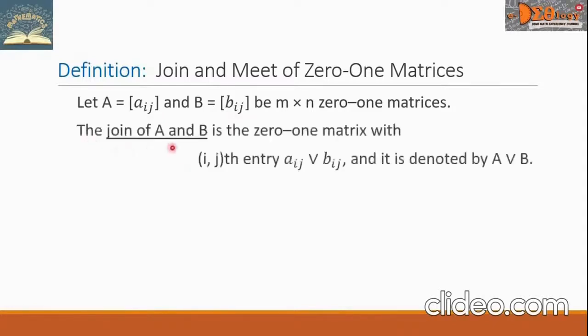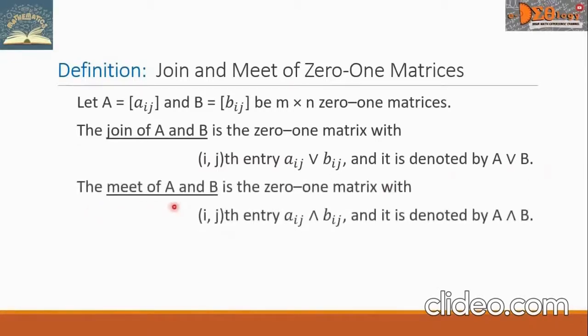The join of A and B is the 0-1 matrix with ijth entry a sub ij OR b sub ij, and it is denoted by A OR B. The meet of A and B is the 0-1 matrix with ijth entry a sub ij AND b sub ij, and it is denoted by A AND B.